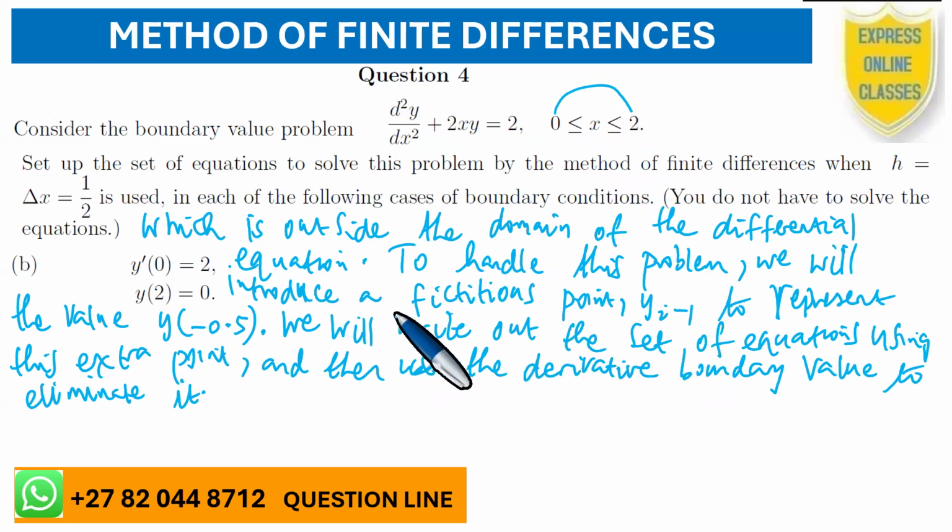To handle this problem, we'll introduce a fictitious point, y sub i minus 1, to represent the value of y at minus 0.5. We will write out the set of equations using this extra point, and then use the derivative boundary value to eliminate it, because it's outside the interval.